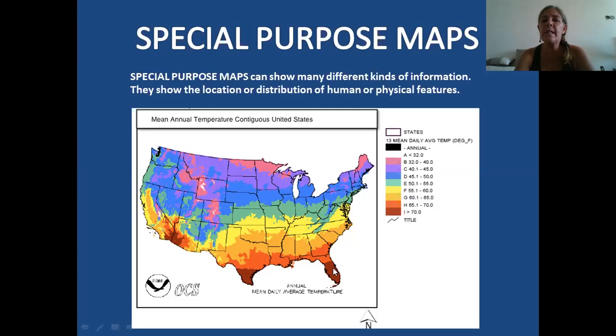For example, we can see the tip of Florida and the tip of Texas as being some of the hottest places. And we have here the border with Canada, the states that border Canada in purple with the coldest temperatures. So this is a special purpose map that shows the temperatures in the United States, the average temperatures annually.